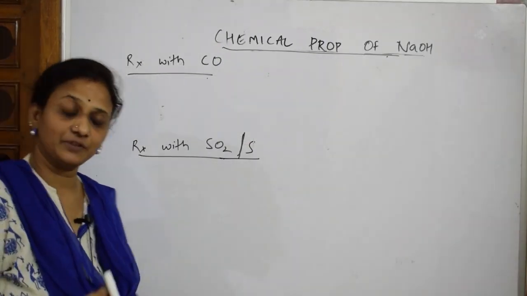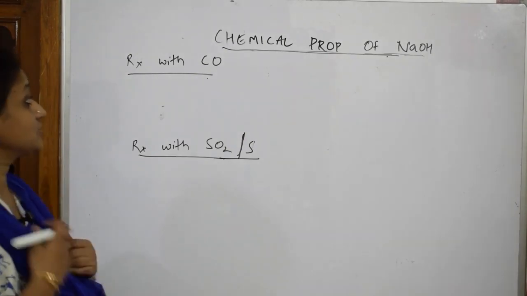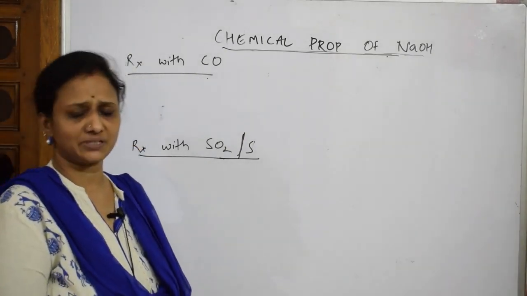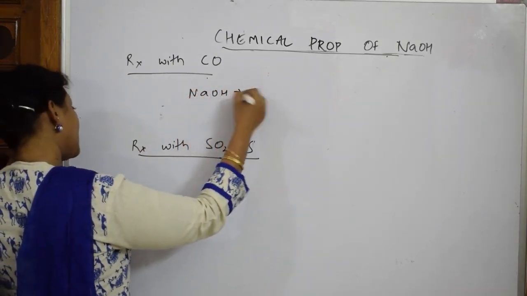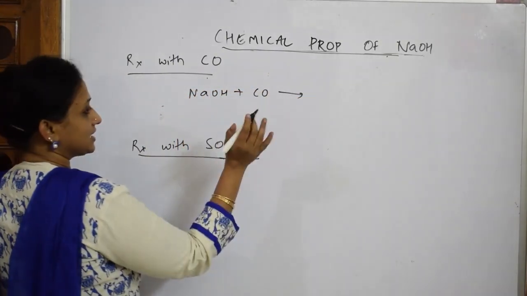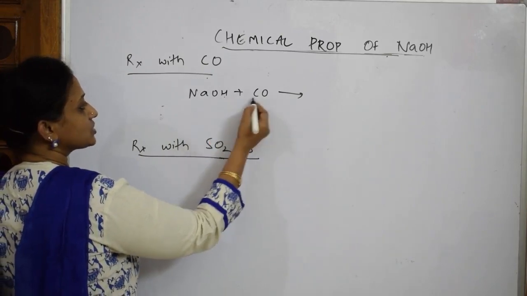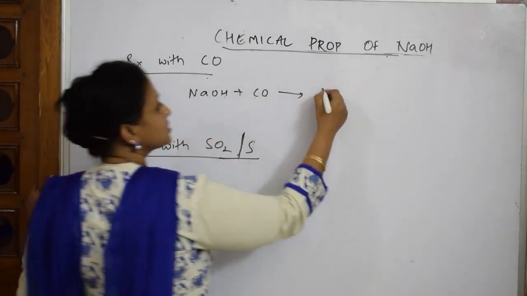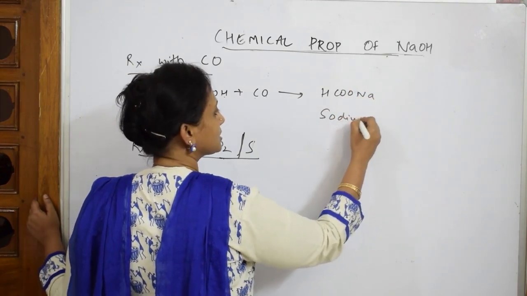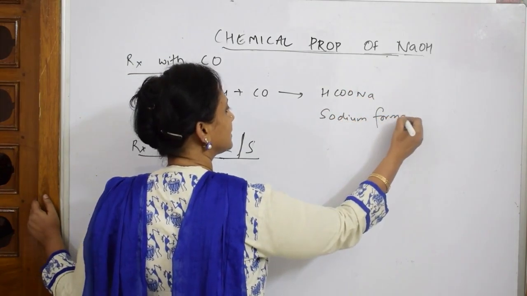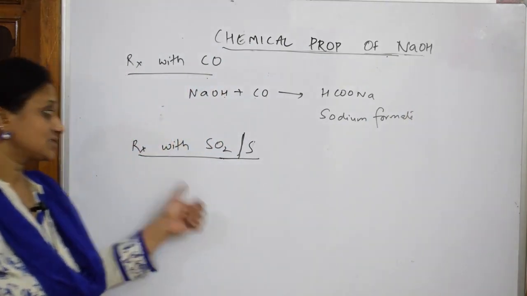Right. Now when I have to do the next reaction, what is this reaction? Reaction with carbon monoxide, simplest reaction, right? Let's see. When sodium hydroxide reacts with carbon monoxide, it's direct addition, nothing to do. HCOONa, sodium formate is the product formed. Nothing else to remember. But here, this is important now.